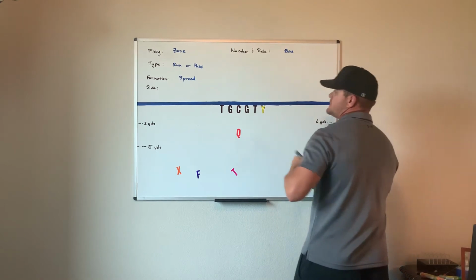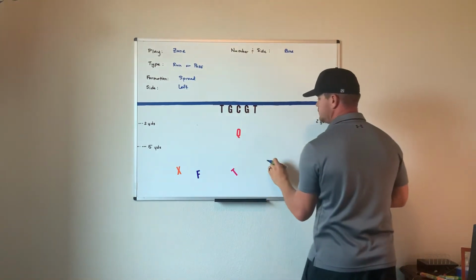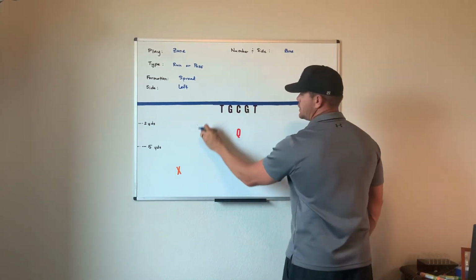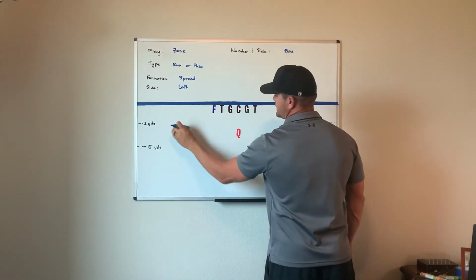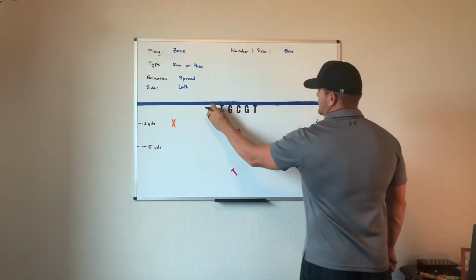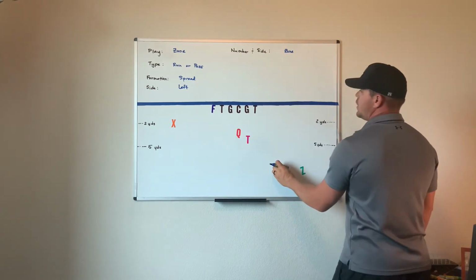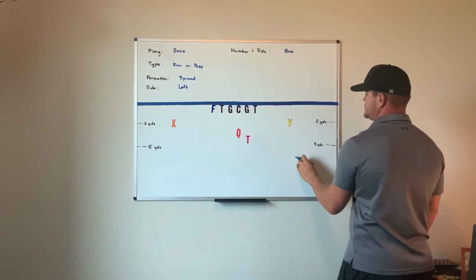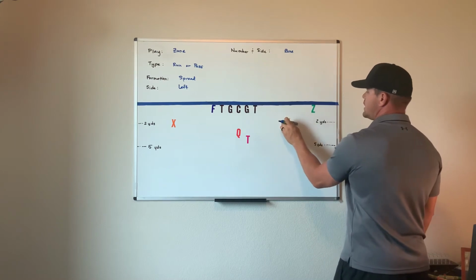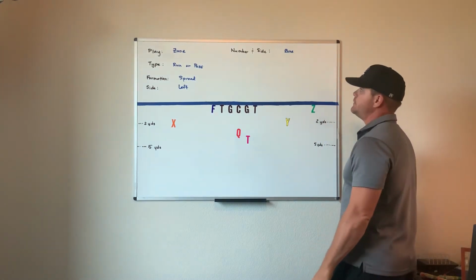Okay, if it's spread left, in spread left we have a tight end on the left. The outside receiver on that side is 2 yards off the ball. And in spread, the tailback is on the weak side, okay? On the weak side for the wide receivers, it's just like doubles. So Y is in the slot, off the line. Z is on the outside, on the line, all right?